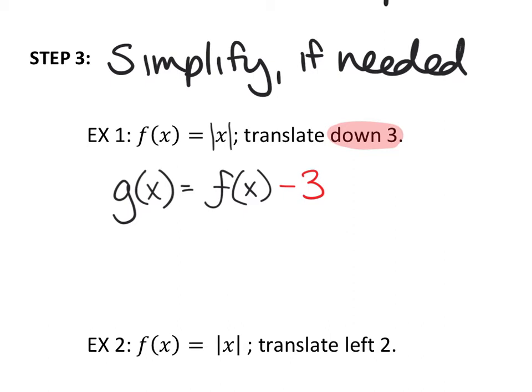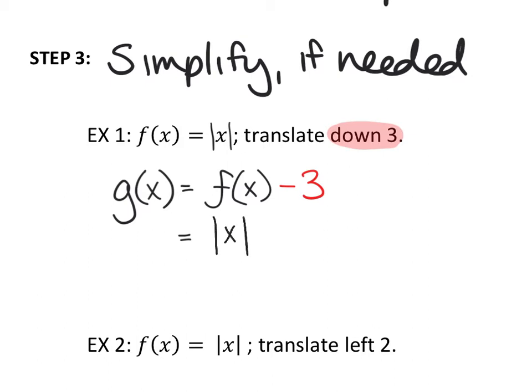That's the first step. We wrote the new name. The new name of the function is g. And I'm going to take the original function and move it down 3. That's all I've written on my paper so far. So then I substitute in f of x. F of x is equal to absolute value of x. So instead of writing f of x, I'm going to put absolute value of x right here.